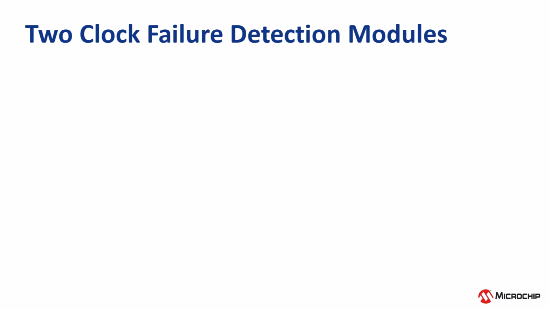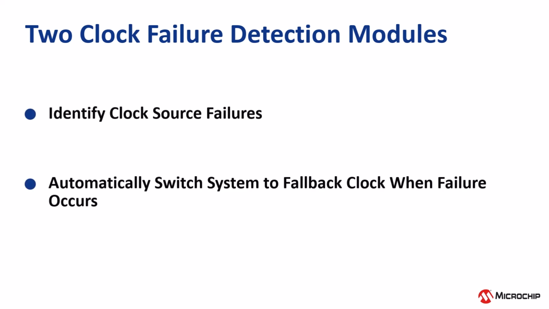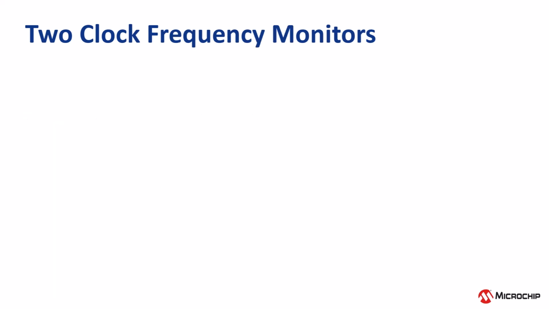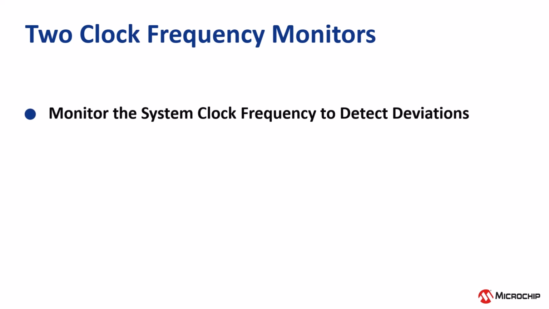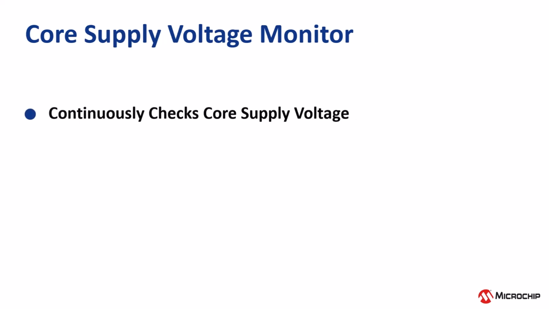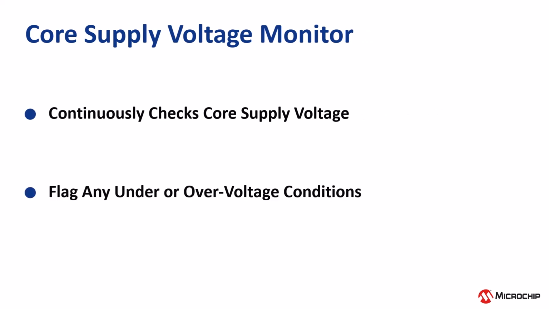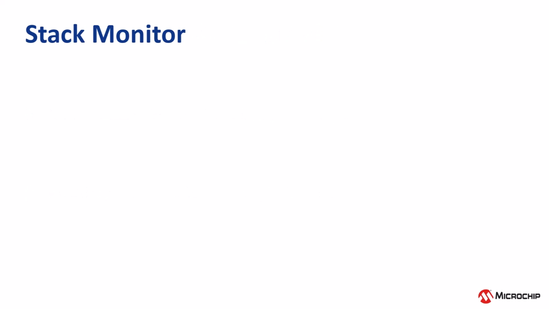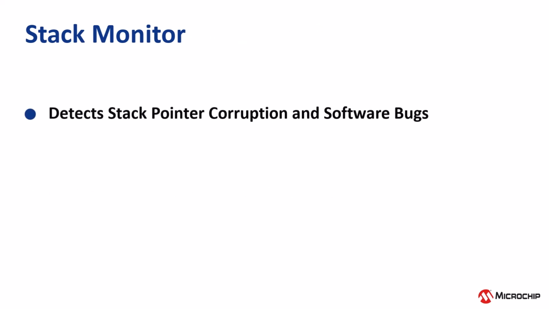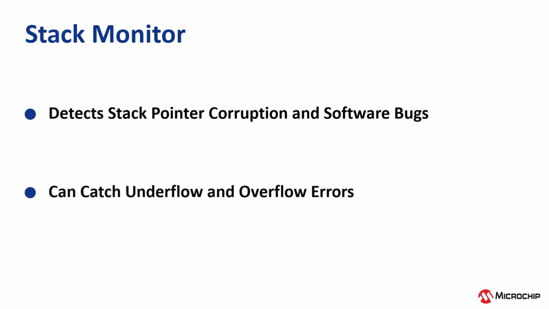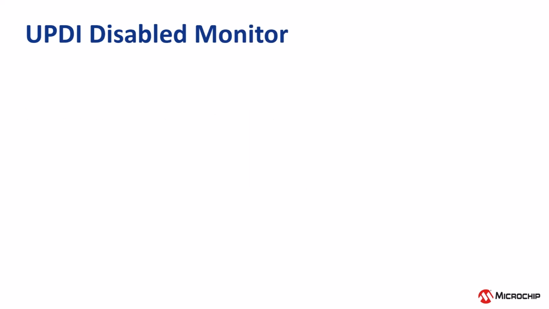Clock failure detection modules identify clock source failures and automatically switch the system to a fallback clock to maintain operation. Clock frequency monitors monitor the system clock frequency to detect deviation from expected values. Core supply voltage monitors continuously check the core supply voltage and flag any under or over voltage conditions. The stack monitor detects stack pointer corruption and software bugs by monitoring stack usage. This stack monitor can catch both underflow and overflow errors.